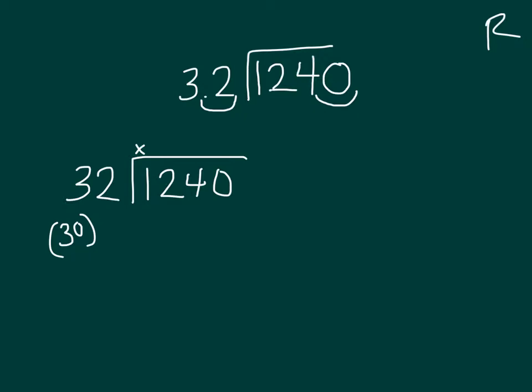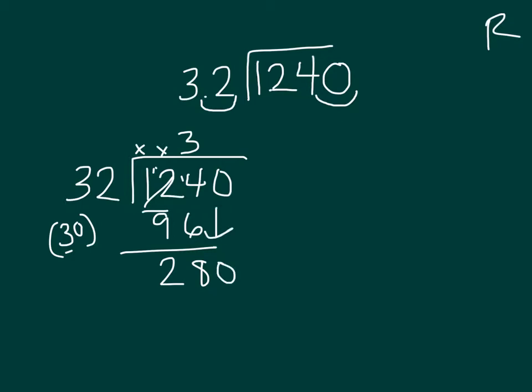32 doesn't go into 1. It doesn't go into 12. 3 goes into 12 4 times, but I know that's going to be too high because I rounded down. So I'm going to go down to 3, and I get 96. When I subtract, I get 28. 28 is less than 32, so I'm going to go ahead and bring down the 0.